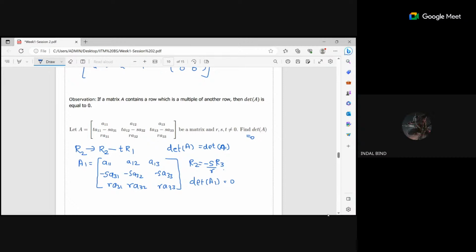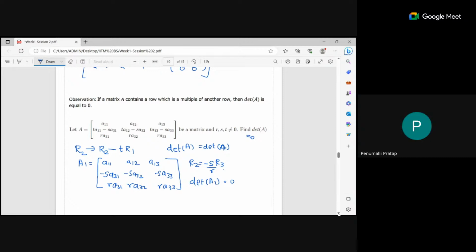Ma'am, we can also take minus s common from R2 and r common from R3, and then two rows will be the same, so the determinant will be equal to zero directly. Yeah, the same argument may be used differently. It's correct. Okay. So I hope you all understood this problem.